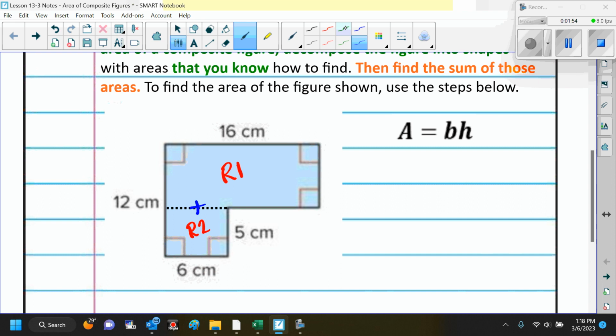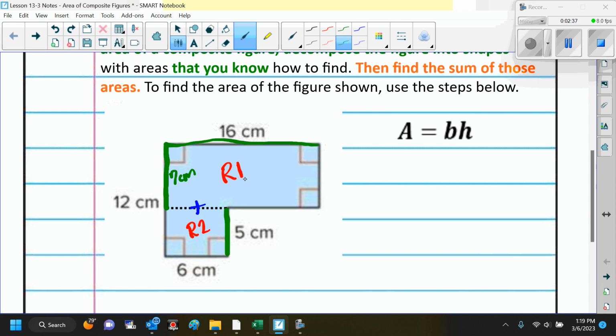So for this first one, we've got, of course, base, that's 16, times the height. We only want this piece right here, but the whole thing is 12. If the whole thing is 12, and we want to take this part out, we're actually taking out 5. So if I have 12 minus 5, that's going to give me the height of this rectangle. So that's going to be 12 minus 5, which is 7 centimeters.